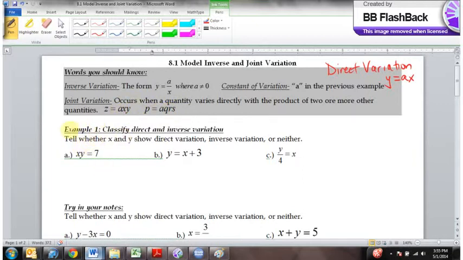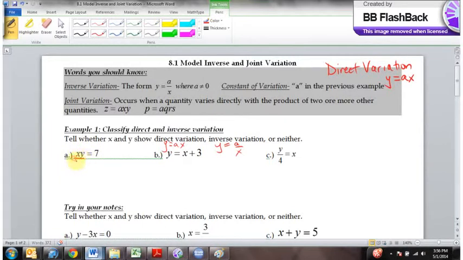So example 1. Tell whether x and y show direct variation. That was y equals ax. Or if we have inverse variation, that would be y equals a over x. Or neither, which would be if we had something that looked like that, except it would have maybe a b. It would have a y-intercept. So let's look at these. Well, none of these, kind of off the top of my head here, look like they are in that form, y equals ax or y equals a over x. So let's get y by itself.